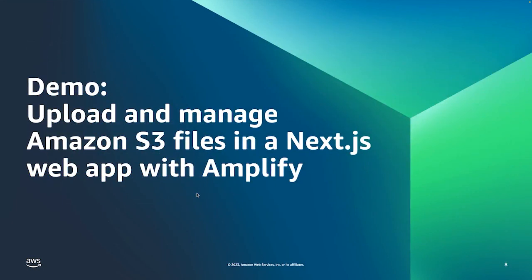And now I'm going to get into the demo portion where we're going to actually build an application using Next.js and Amplify to upload files to S3. What we're going to do is create a very simple version of a Craigslist application. Users can create a post that has images attached to it and save it, and everyone can see those posts. So let's get into the demo right now.